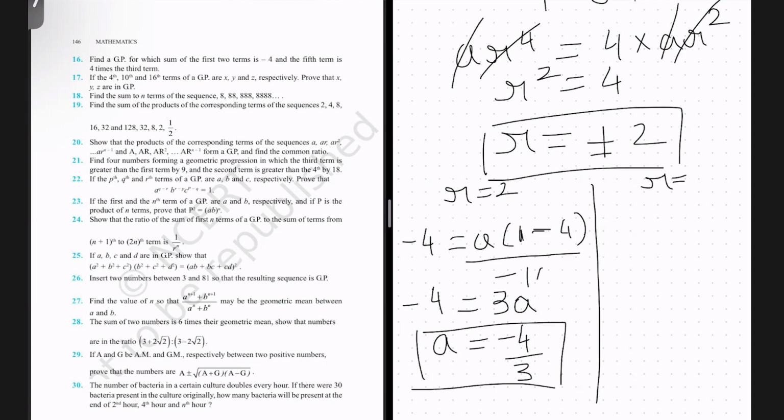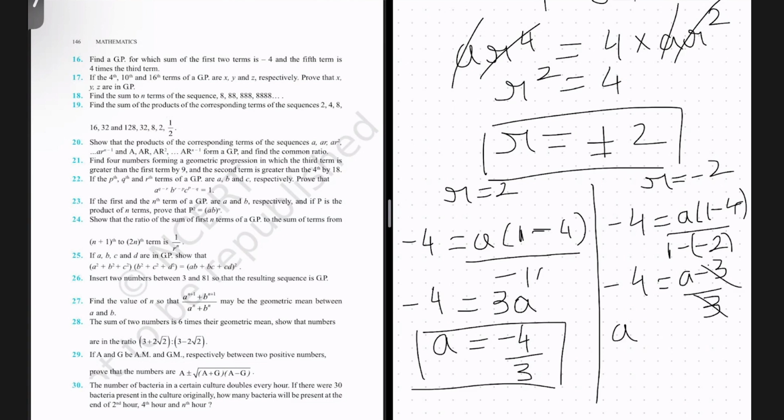For r equals -2, what do we have here? You would then have -4 equals a into 1 - 4, correct? And in the denominator you would have 1 - (-2), right? So you would have -4 equals a times -3 divided by 3. This gets cancelled out. So a is equal to 4. So either a is equal to -4 by 3 or a is equal to 4.